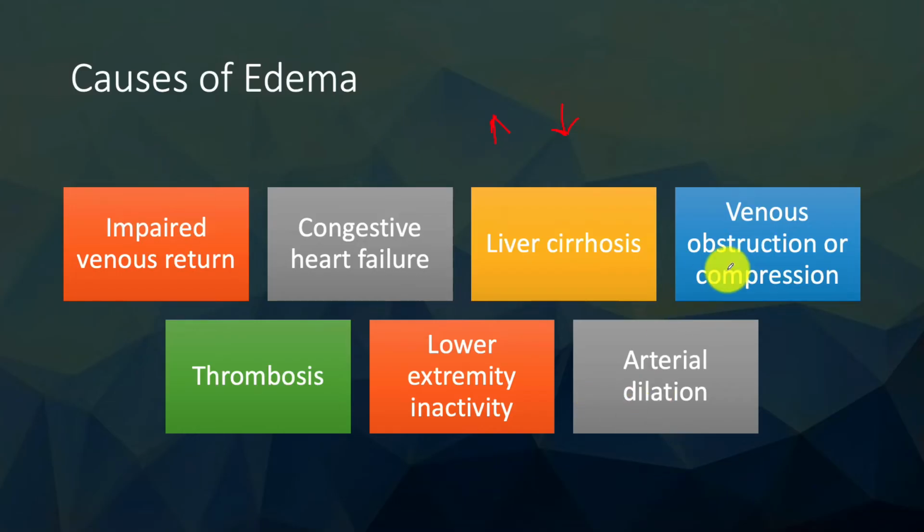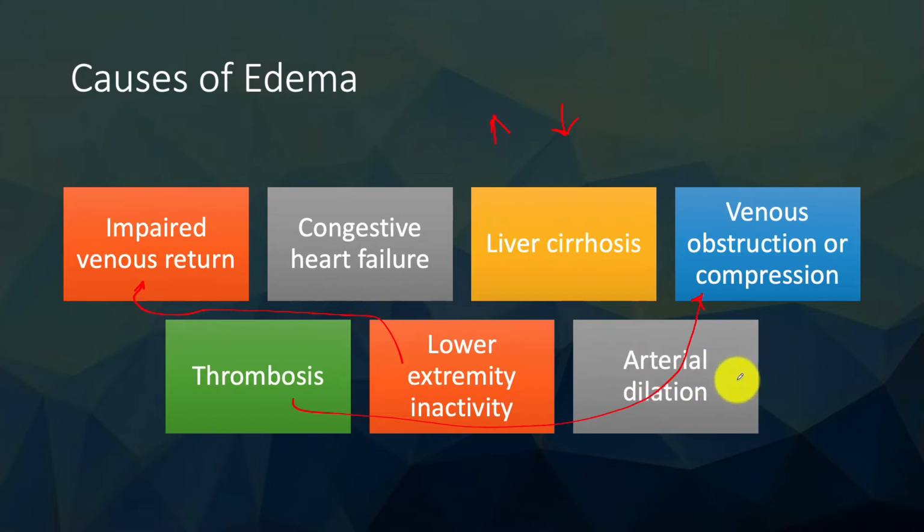Venous obstruction or compression. So this could be things where we have a blockage of a vein, or we have potentially thrombosis or atherosclerosis developing somewhere, right? So here's that thrombosis here. We know that these two are kind of associated with one another. Lower extremity inactivity, that would be that as well, right? I told you, if you guys were on a plane.